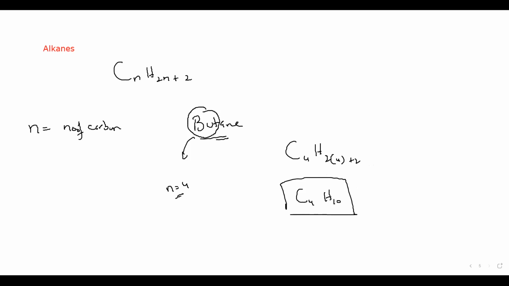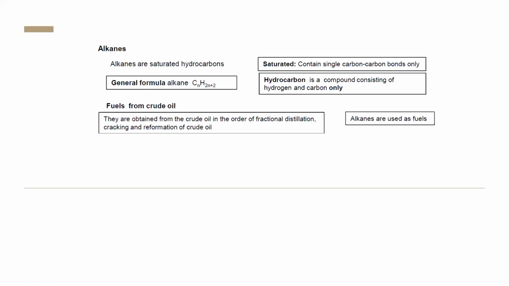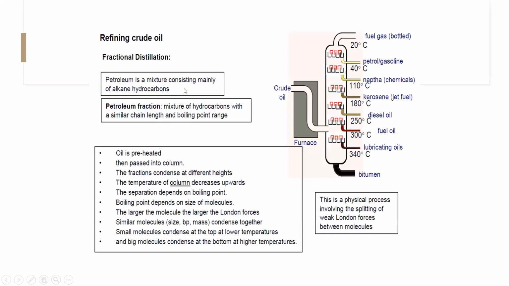So using this general formula, we can find any alkane. And how do we obtain them? Most of these alkanes are used as fuel, so they are obtained by fractional distillation of the crude oil. Crude oil is basically a mixture of hydrocarbons, and we carry out a fractional distillation. On the basis of the boiling point, we separate the fractions from each other.